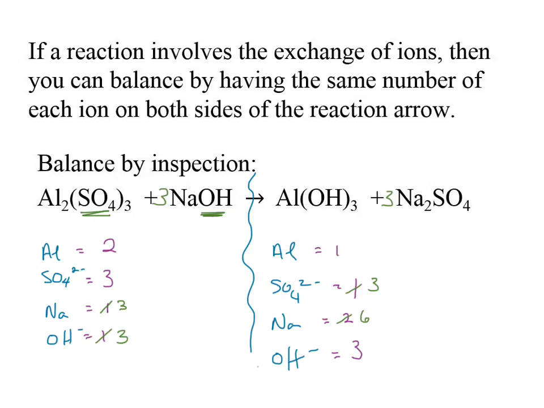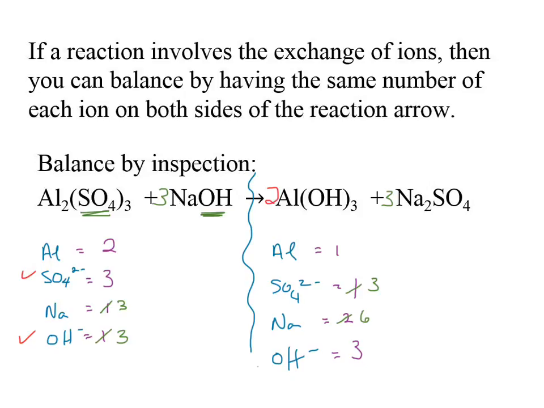Well, so far, I got my hydroxides and my sulfates are set. Sulfates and my hydroxides. Sodiums, they're still not right. Let's go for aluminums next, shall we? Aluminums, I've got, and you wouldn't have to do it in this order. I've got 2 aluminums here. Let's see, to get 2 aluminums here, I've got to put a 2 there. I'm going to go ahead and do that.